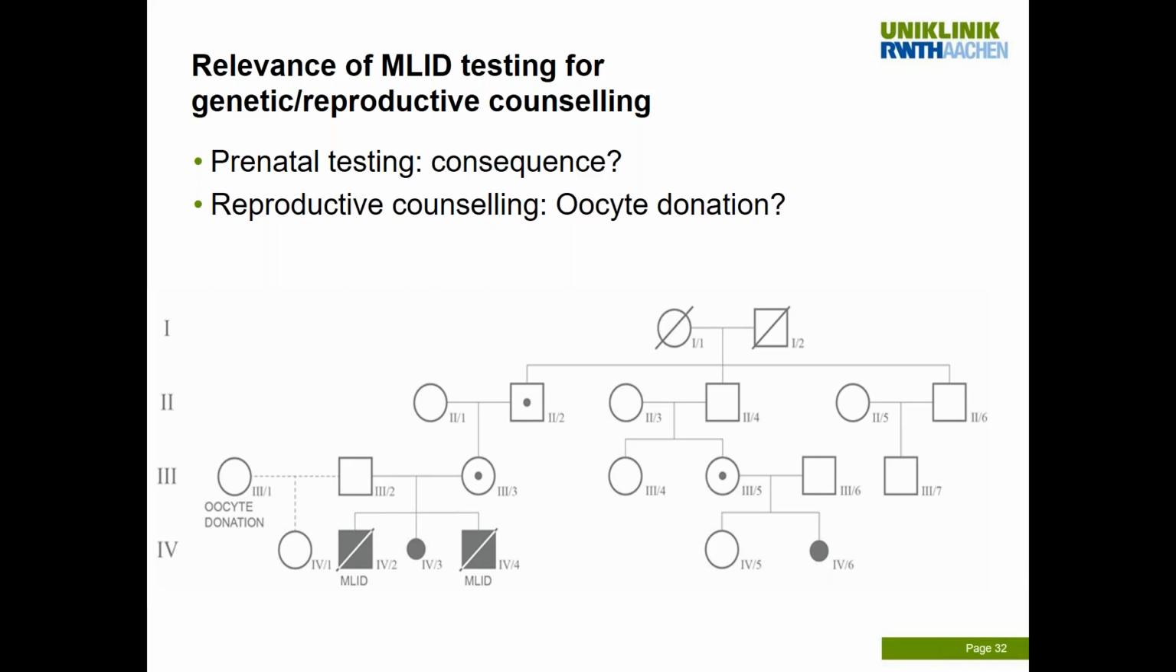Multi-locus testing, again, why is it needed? It should be discussed from the human geneticist's point of view, because families with multi-locus imprinting defects have an increased risk for miscarriages and a recurrence risk for children with imprinting disorders, and perhaps you might also continue with reproductive counseling. In these families, it has been shown that oocyte donation might be a helpful treatment for the reproductive questions.